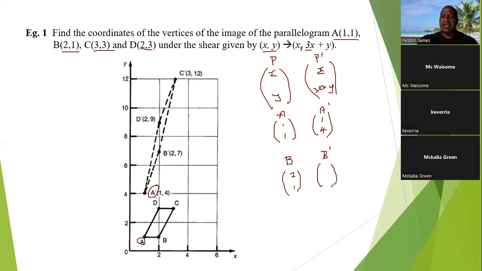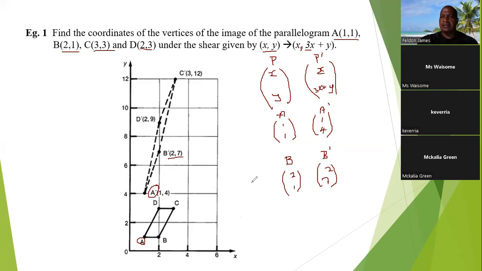how are you going to get B dash now? You're using the same formula. You bring back the X value, which is 2. But the Y value, you're going to have 3 times the X plus Y. So 3 times 2 plus 1. 3 times 2 is 6, plus 1 gives you 7. So the image would be 2 and 7.